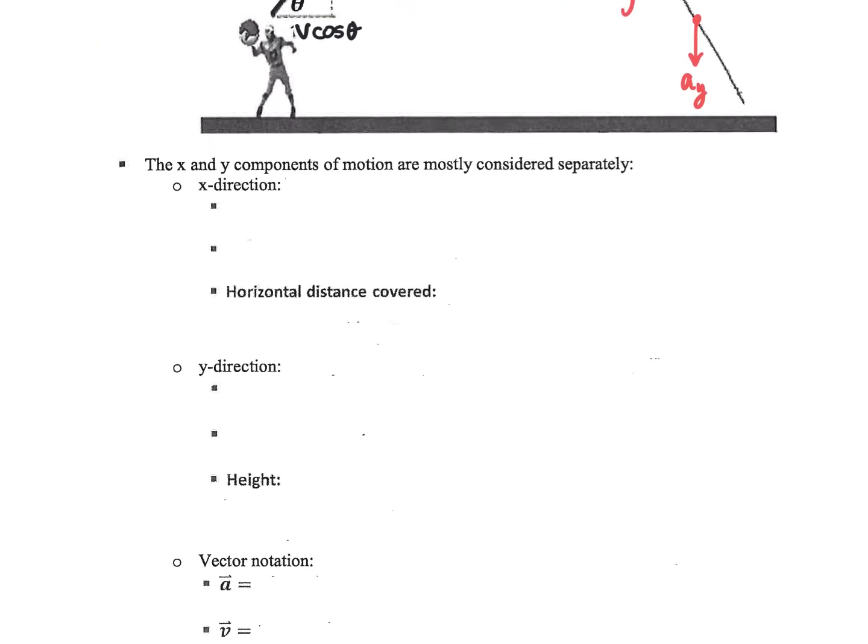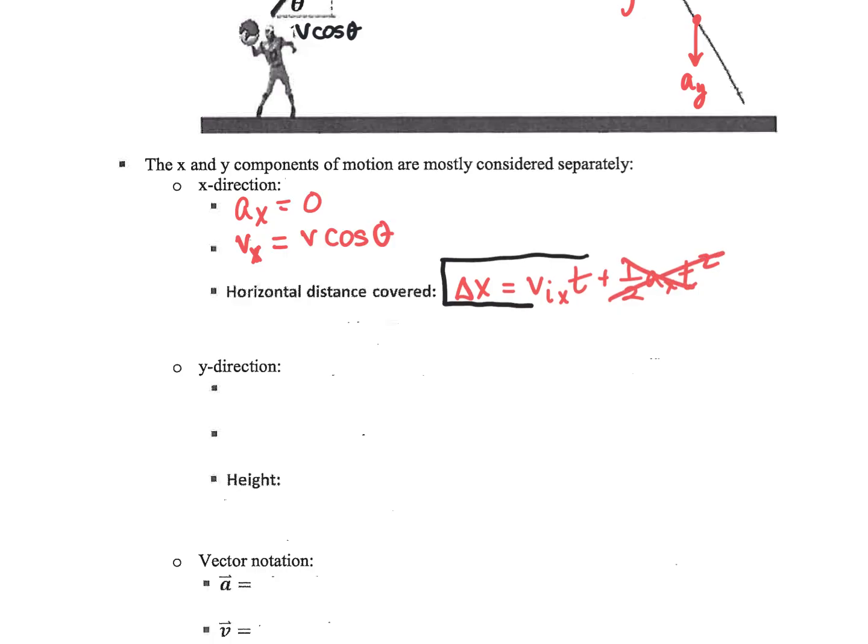Now, x and y components, if you remember, are mostly considered separately, aren't they? So in the x direction, we know a sub x is equal to 0, and v sub x is going to be equal to v cosine theta. And the horizontal distance covered, delta x, is going to be equal to what? V initial in the x direction times t plus 1/2 a sub x t squared. But what do we know about a sub x? 0, so that part of the equation goes away. So really the change in distance is just V initial times t.